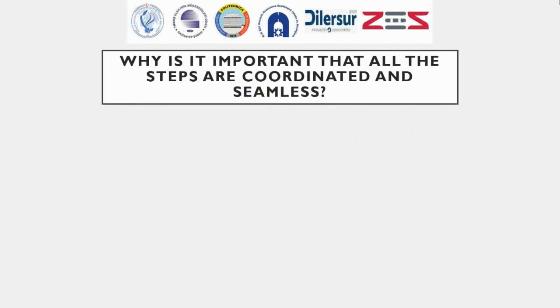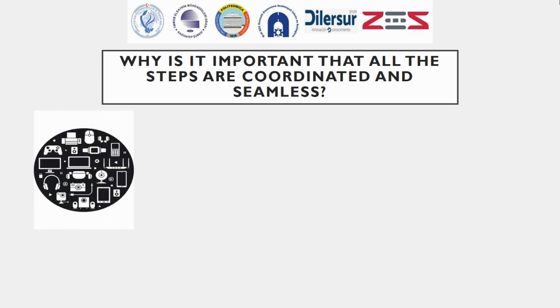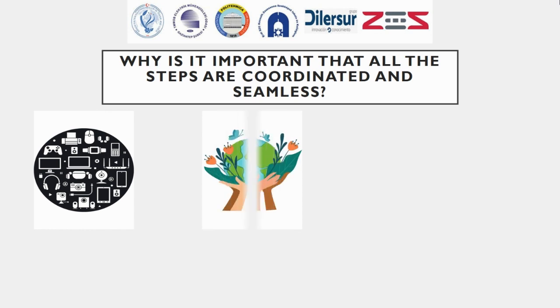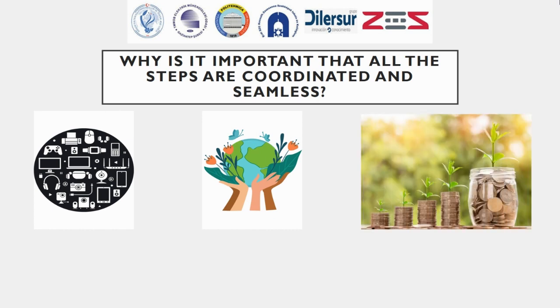Why is it important that all the steps are coordinated and seamless? There are three main reasons why it is important to optimize the whole process. 1. The better the efficiency of transmission and transformation, the more electrical devices the same network can serve. 2. The less we waste, the better we protect the environment. 3. A poorly functioning system results in additional costs, which are ultimately paid for by the consumers, i.e., us.